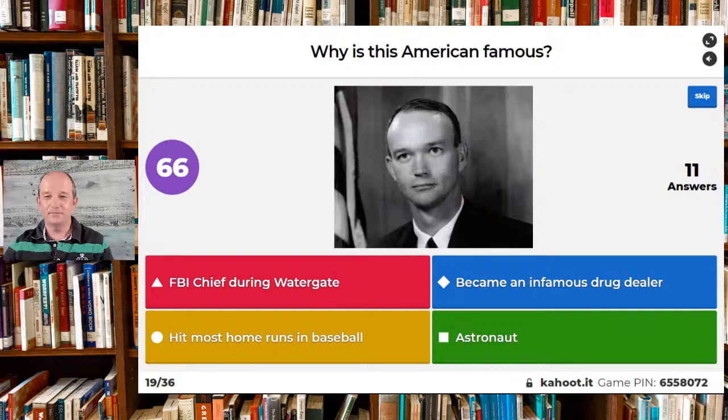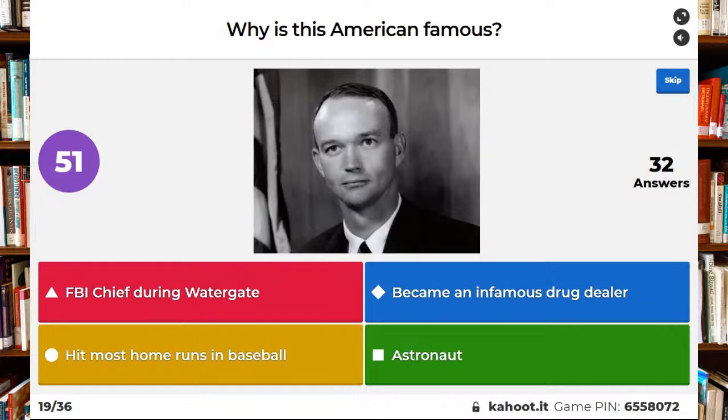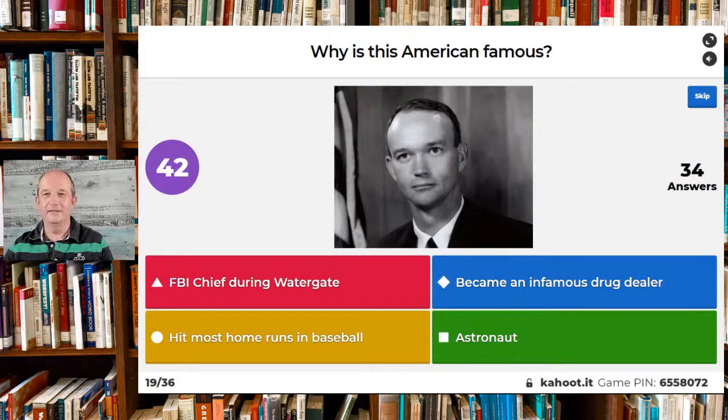Was he the FBI chief during Watergate? Did he become an infamous drug dealer? Did he hit the most home runs in baseball? Or is he an astronaut? What's the answer there? Answers coming in there. So 37 answers in already, 30 seconds to go. Could have been the FBI chief in Watergate. Did he become an infamous drug dealer? Did he just hit the most home runs in baseball? Or is he an astronaut? What do we reckon?